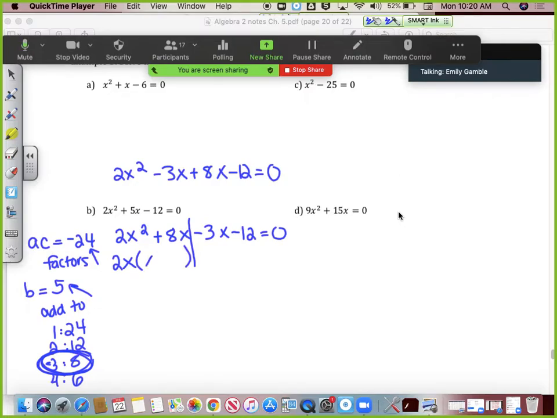I'll be left with x plus 4 inside of parentheses, since 2x times x plus 4 equals 2x squared plus 8x. Then over here on the right-hand side, it's really important that if you have a negative number, you take out the negative in the very beginning. So I have negative 3x minus 12. I'm going to take out a factor of negative 3 from both terms here. I'll be left with x plus 4.